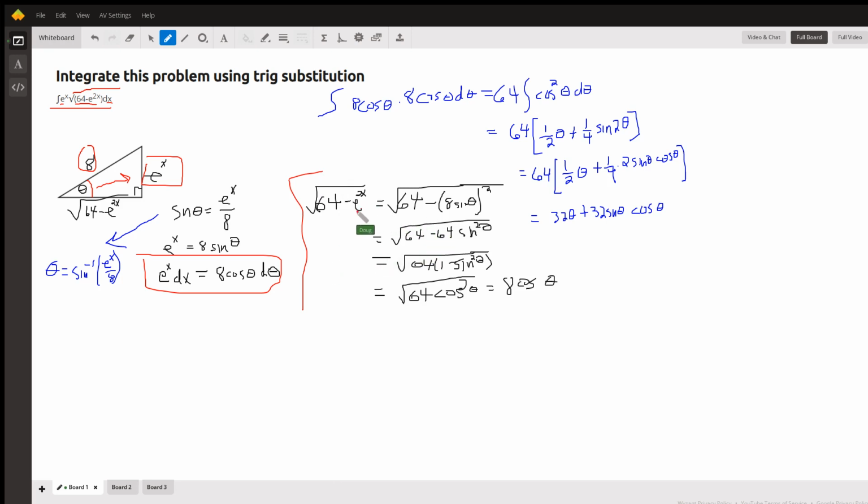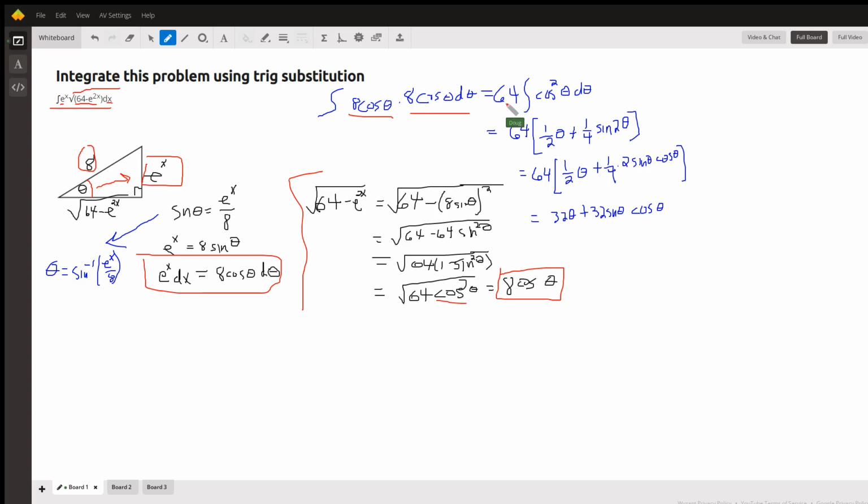So e to the 2x is the same as e to the x squared, but e to the x is 8 sine theta. So when I square that, that's what happens. Factor out a 64. Use the substitution that 1 minus sine squared is cosine squared, and there is what you end up with after the trig substitution. So here's what we're going to substitute for all these expressions.